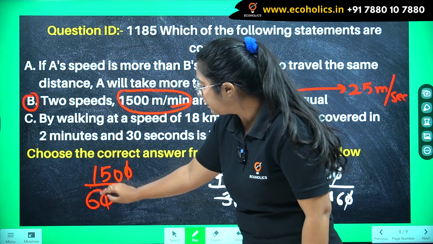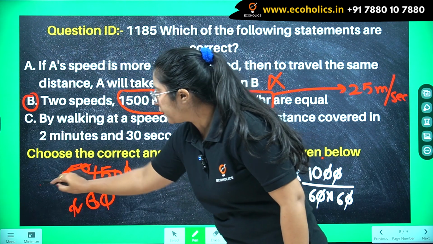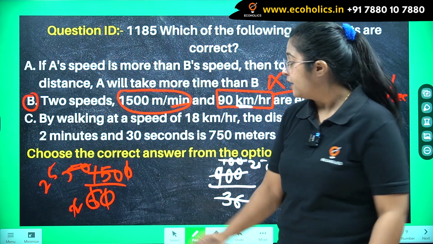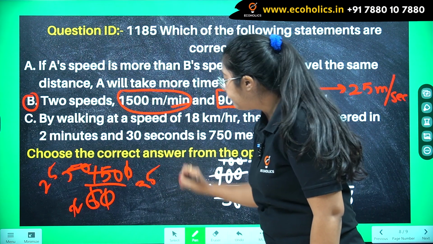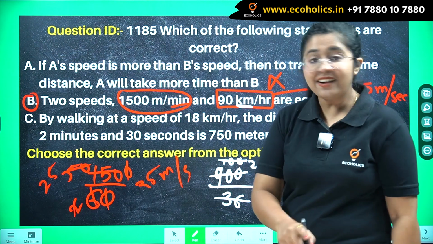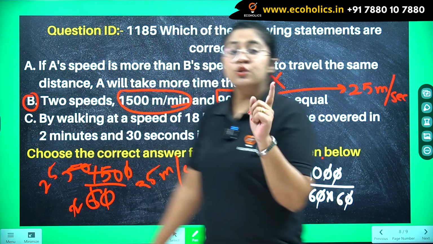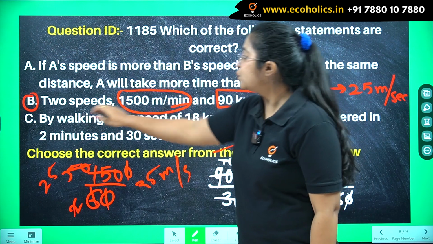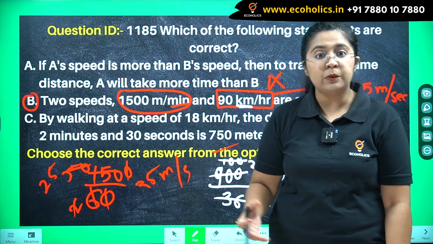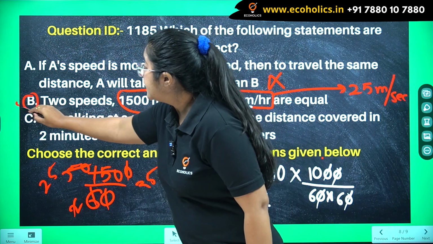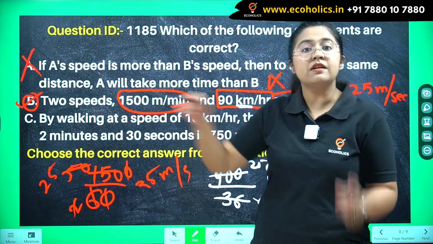Here we have 3 2s are 6, 3 5s are 15 and 2 25s are 50. So which means what? That yes, 1500 meter per minute equals 25 meter per second, and 90 kilometer per hour also equals 25 meter per second. So which means what? Our second statement, that the two speeds, 1500 meter per minute and 90 kilometer per hour, are equal, is correct. Okay, the first one was incorrect, but the second statement is correct.